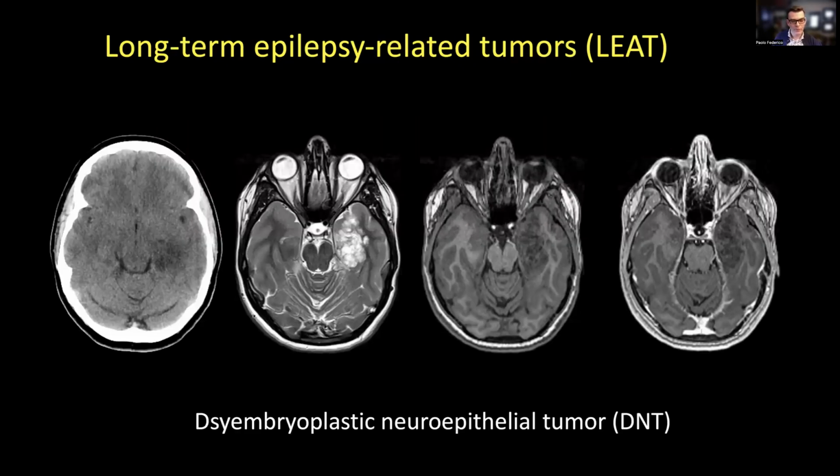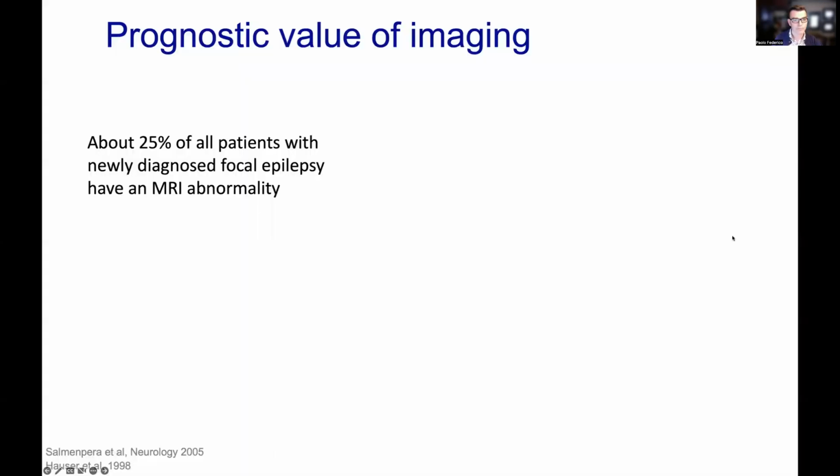And here's a series of images showing a long-term epilepsy-associated tumor, which we now call LEAT. This specific one is a dysembryoplastic neuroepithelial tumor, which you can see on the axial T2 weighted imaging as a bubbly lesion in the mesial aspect of the left temporal lobe, which is apparent on a CAT scan here, as well as a T1 weighted image. And this is with gadolinium, and it doesn't show much enhancement.